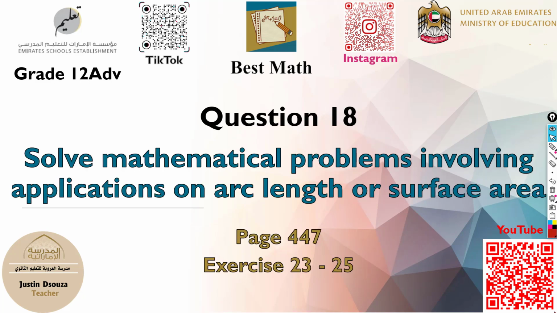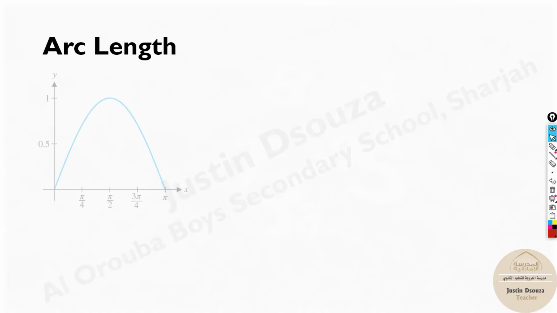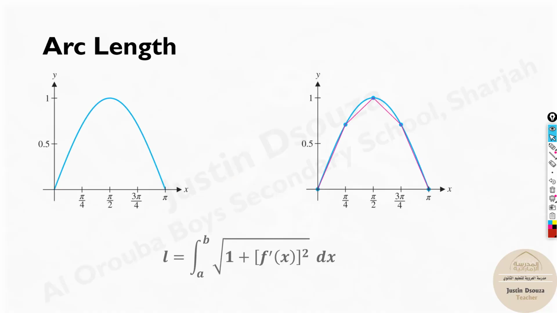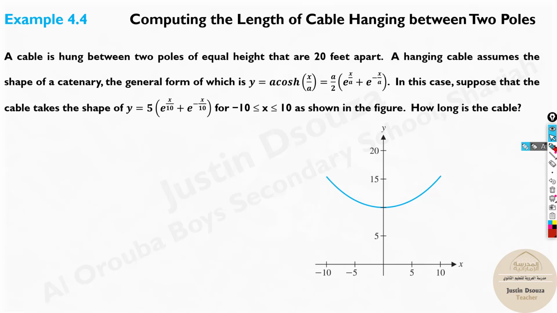Question number 18 is to solve problems based on arc length. Let us look into the arc length formula. Here we have a simple formula, that is integral from the limits a to b, square root of 1 plus the derivative f prime of x or f dash of x, that's the derivative squared, dx. So the derivative is to be known, and then it is inside the integral, and you solve it up using the formula. Let's solve a problem here.